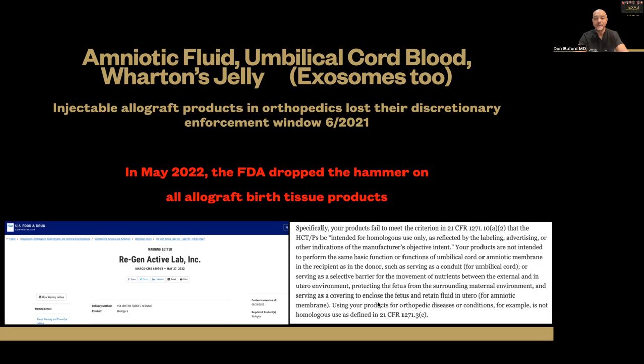And so they've made it really obvious that homologous use is not just cushioning or growth factors. It truly has to be replacing and restoring the function from whence it came. And so that means putting amniotic fluid in a knee is a no-no. Putting umbilical cord blood at the elbow is a no-no, unless you normally have umbilical cord blood in your elbow. And so this is now exceedingly obvious that this is the current regulatory status for these allograft products.